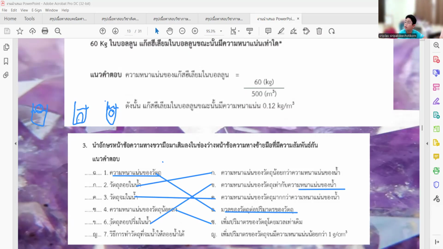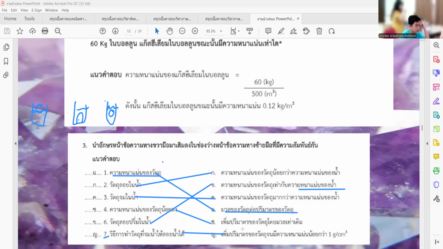The Saturn can float on water. Yes, Saturn can float on water because Saturn is a planet with very little density. Come look at this.